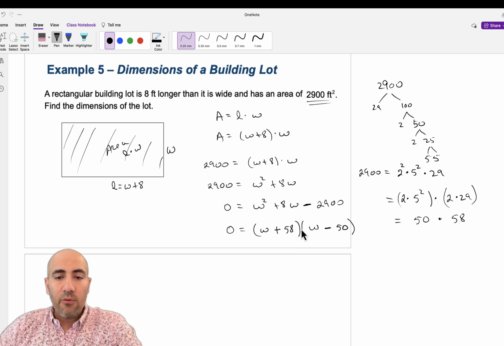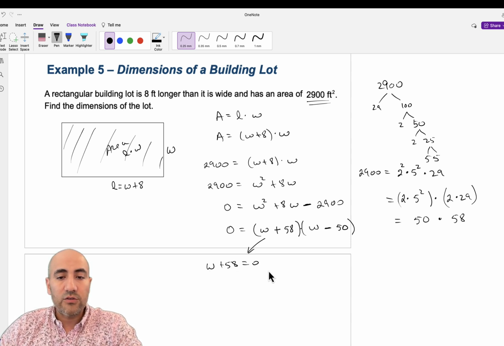Good. Now we've accomplished rewriting our quadratic by factoring it, and now we can use the zero product property. Remember, when a times b equals 0, that means that either a is 0 or b is 0. So I can separate this into two cases. w plus 58 must be 0 is one case, or w minus 50 equals 0 is another case. From here, we get that w equals negative 58, and from here, we get that w equals positive 50.